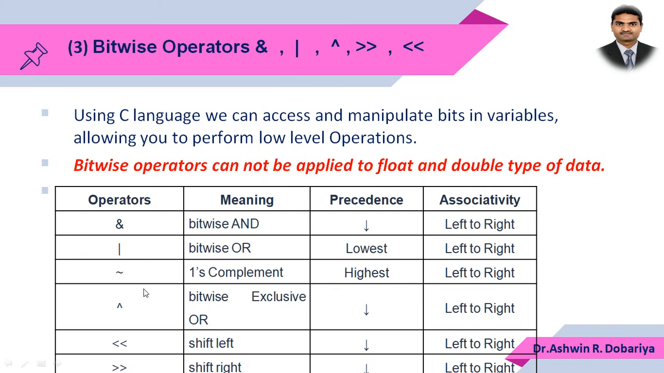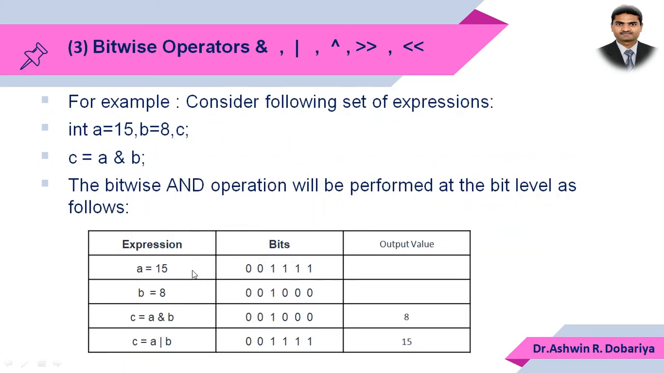Which are the bitwise operators? AND, OR, ones complement, XOR, left shift and right shift operators. And here let's see a few examples of bitwise operators, how a bitwise operator is internally evaluated. So suppose in our program we have declared a is equal to 15, b is equal to 8 and c is equal to a and b.